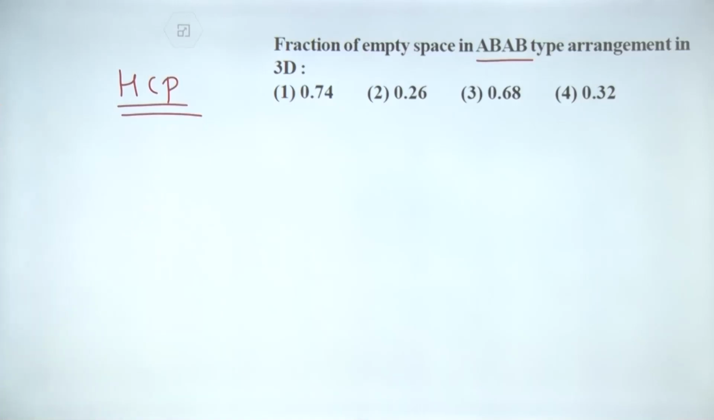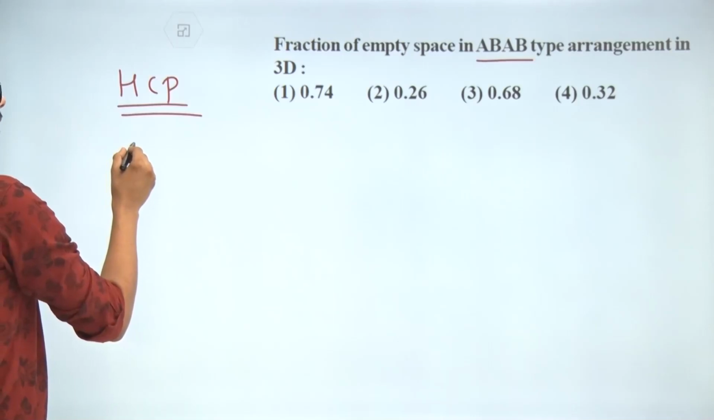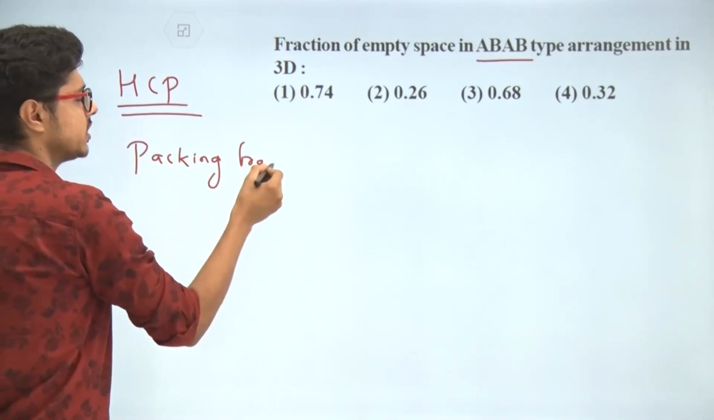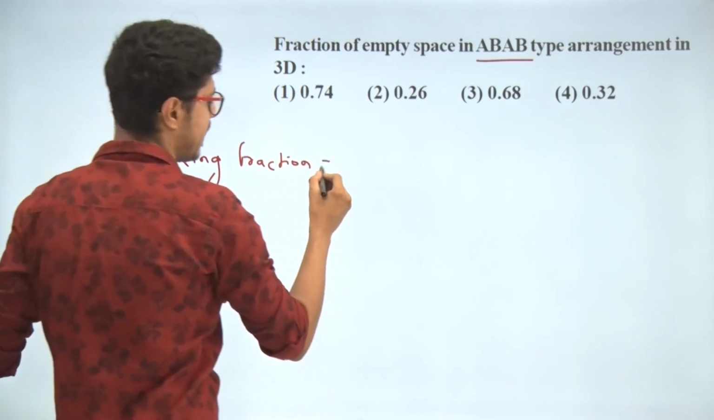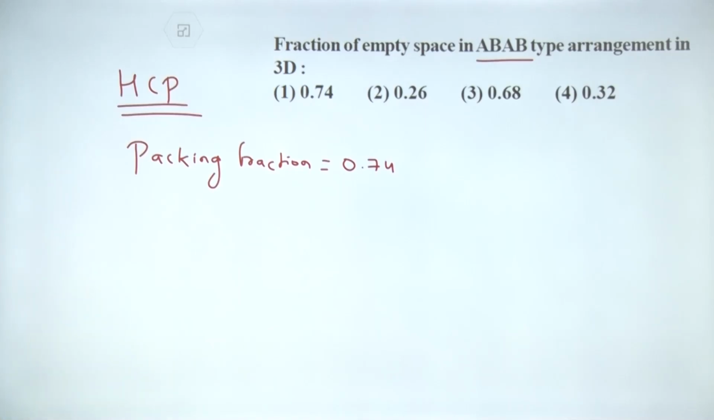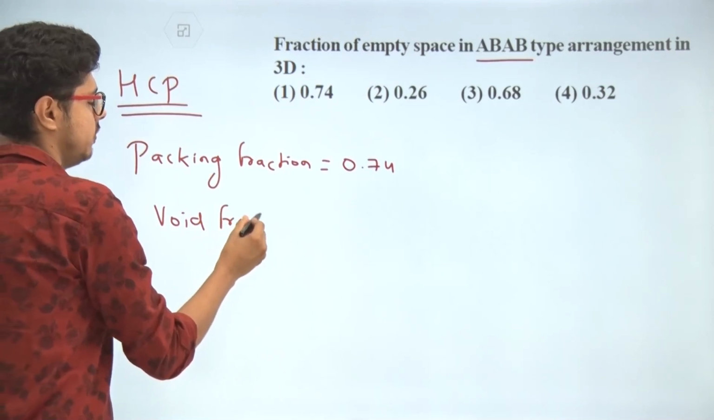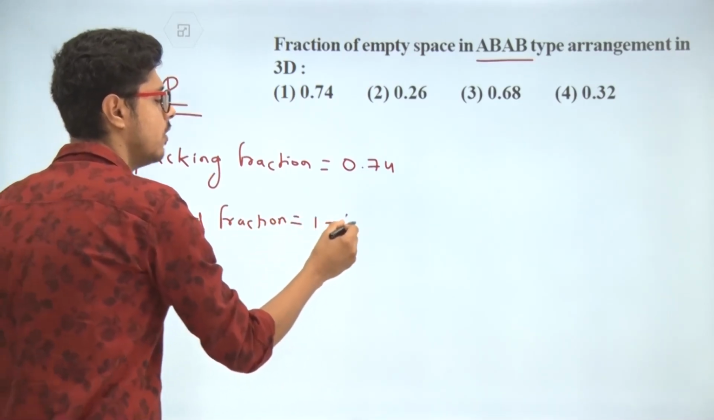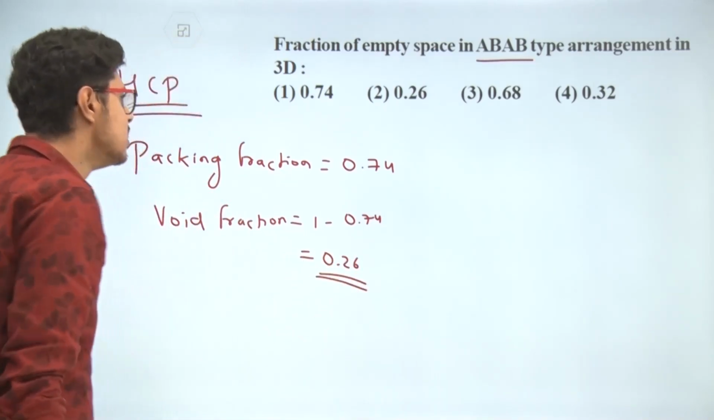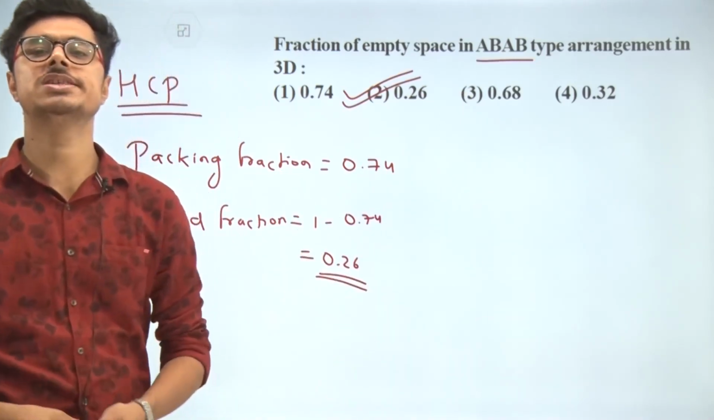and we already know that in case of HCP, the packing efficiency, or packing fraction, we have studied this in theory, will be 0.74. 74% is our packing efficiency. So the void fraction comes out to be 1 minus 0.74, which equals 0.26. Correct. So our correct option will be option number 2, that is 0.26.